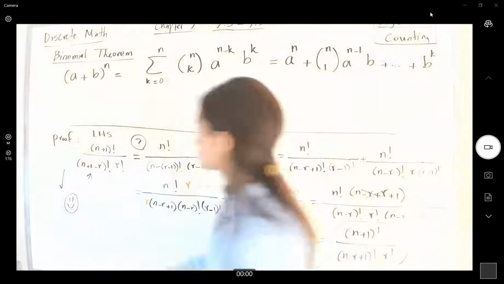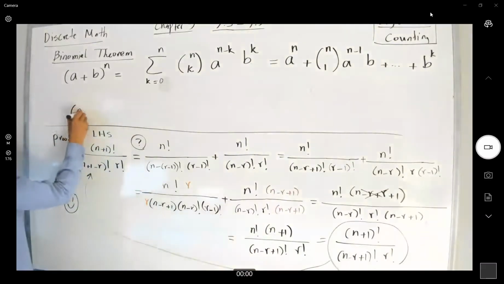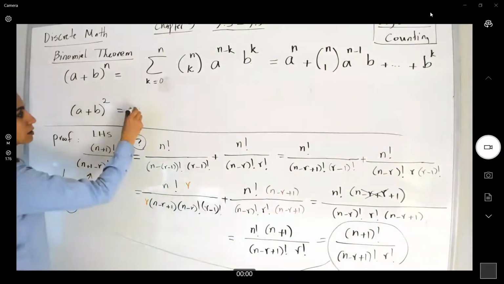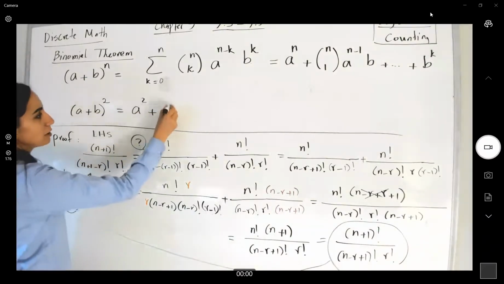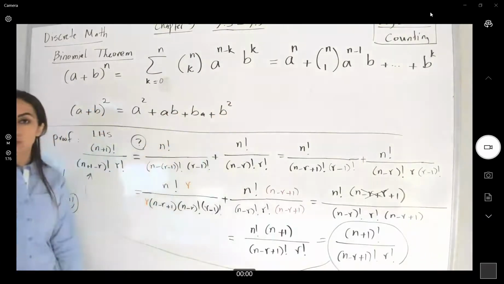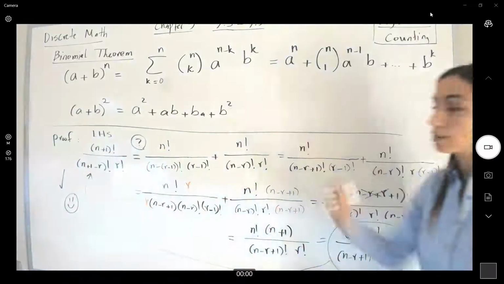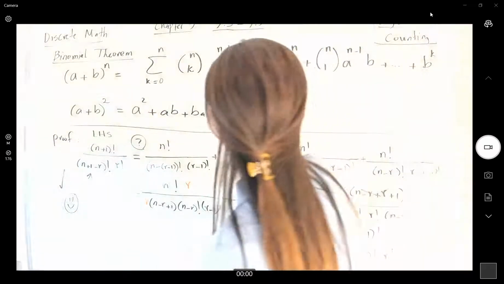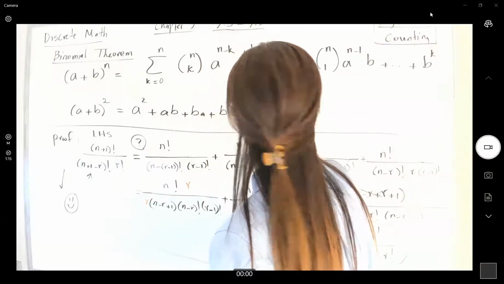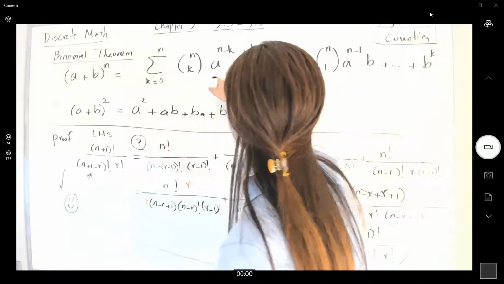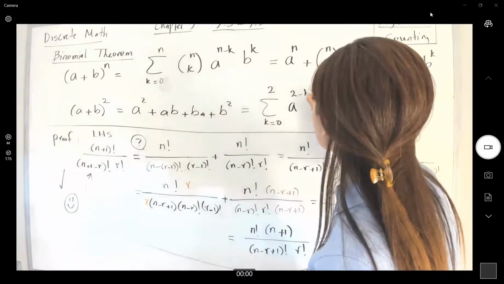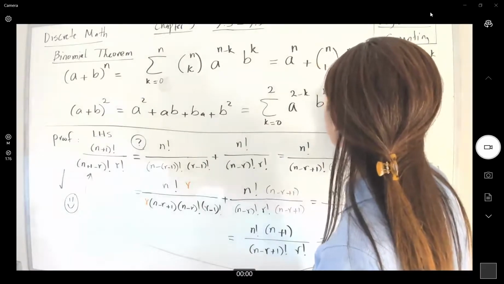Of course. Think about (a plus b) to the second power. Remember that this is equal to a squared plus ab plus ba plus b squared, or a squared plus 2ab plus b squared, which follows the exact same formula. It is equal to the sum, where k starts from 0, n is equal to 2, of a raised to 2 minus k and b raised to power k.